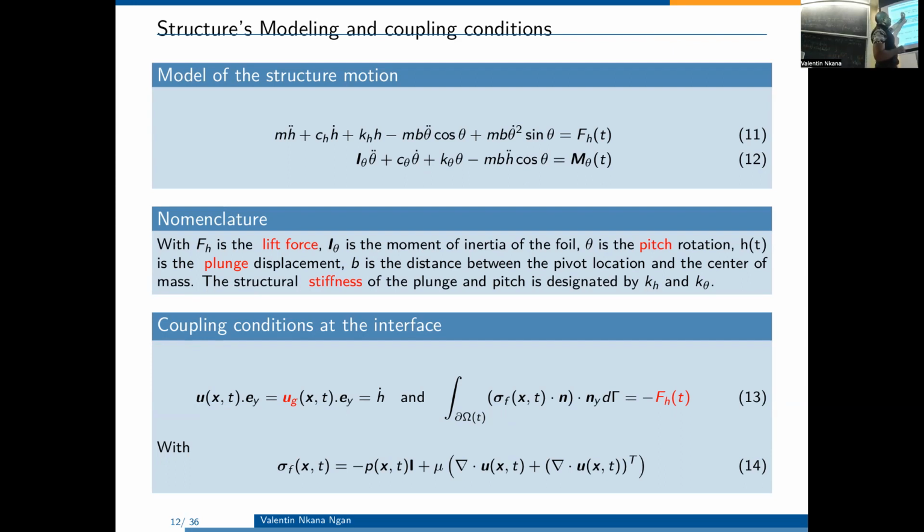Equation 11 and equation 12 are the main equations which drive the motion of the structure. But we have the motion of the flow and the motion of the structure. How do we now combine them? We combine them by equation 13. The flow velocity in the y direction is equal to the grid velocity in the y direction, and this is equal to the velocity of the plunge.